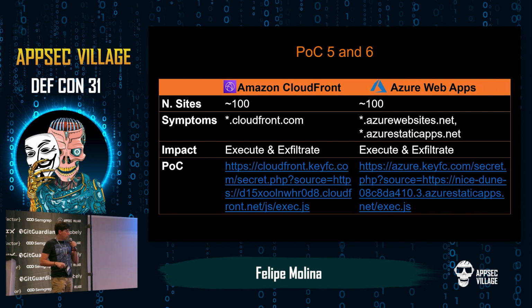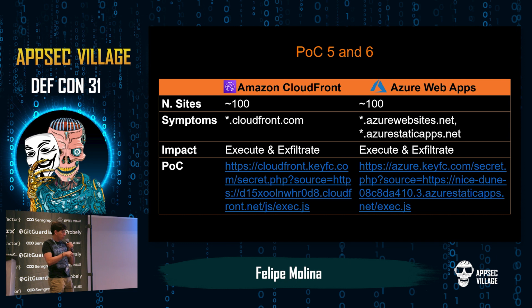Now this is just passing by. I found another four different vulnerabilities, CSP bypasses with Amazon CloudFront and Azure web applications, similarly about 100 sites. The first one would be the content security policy allowing *.cloudfront.net. The following one would be azurewebsites.net and azurestaticapps.net. Both can be used to execute and exfiltrate data, and the proof of concept would be similar.